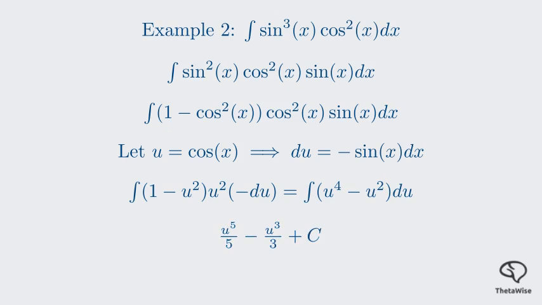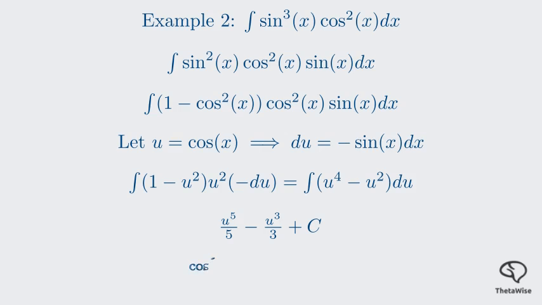Finally, we substitute back u equals cosine of x to get our answer. The final answer is cosine to the fifth of x over 5 minus cosine cubed of x over 3 plus c. By following these cases, you can tackle a wide variety of trigonometric integrals.